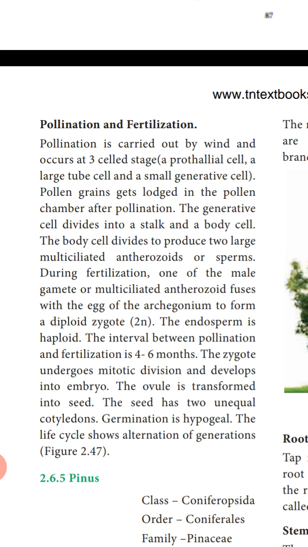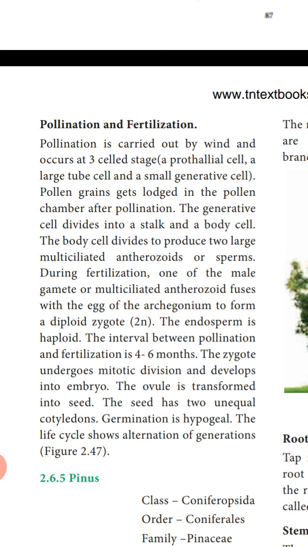That is, the pollination is carried out by wind and occurs at a 3-cell stage, and it contains a prothallial cell, a large tube cell, and a small generative cell. The pollen grains get lodged on the pollen chamber. So those pollen grains are transferred and get deposited over the pollen chamber. The generative cell divides into a stalk and a body cell. The body cell divides to produce 2 large multiciliated antherozoids or the sperms.